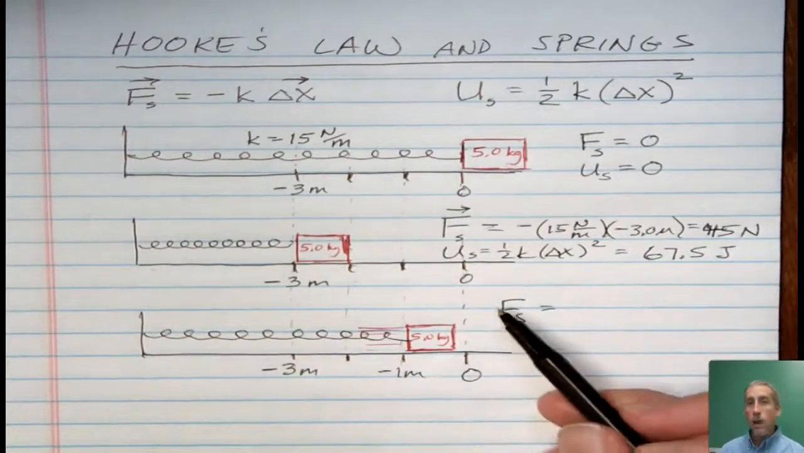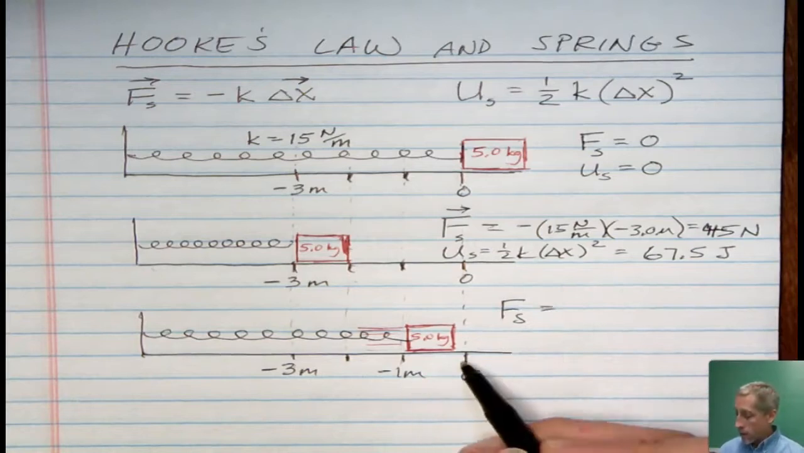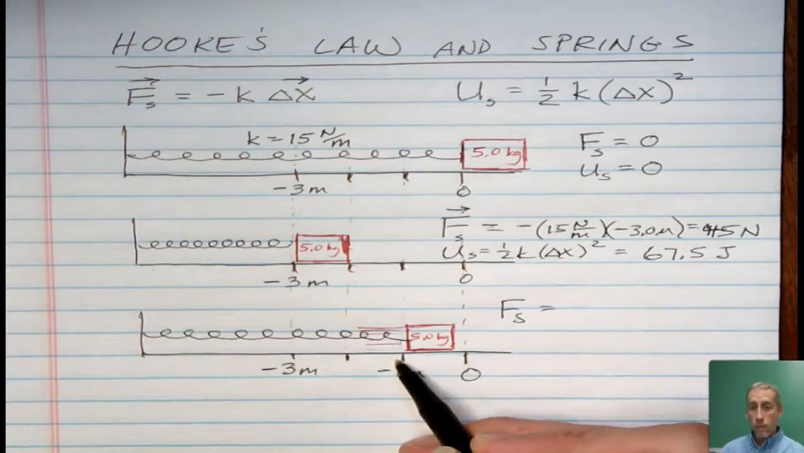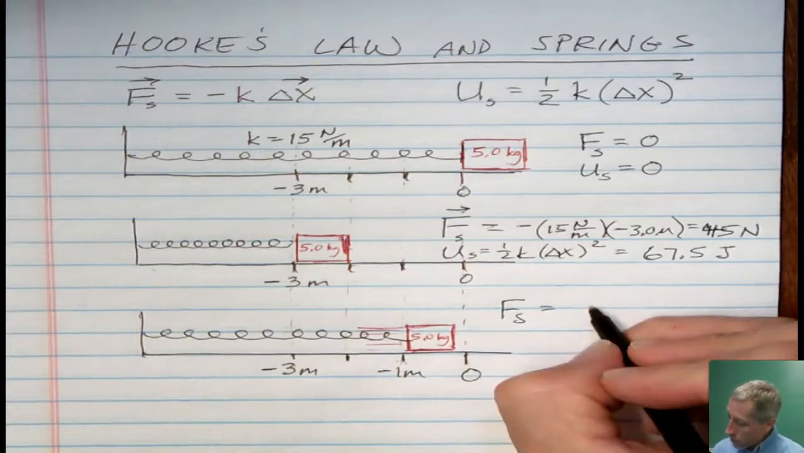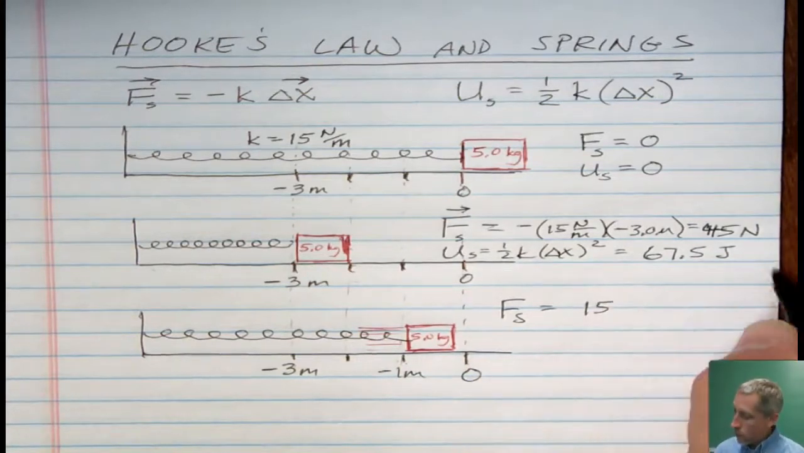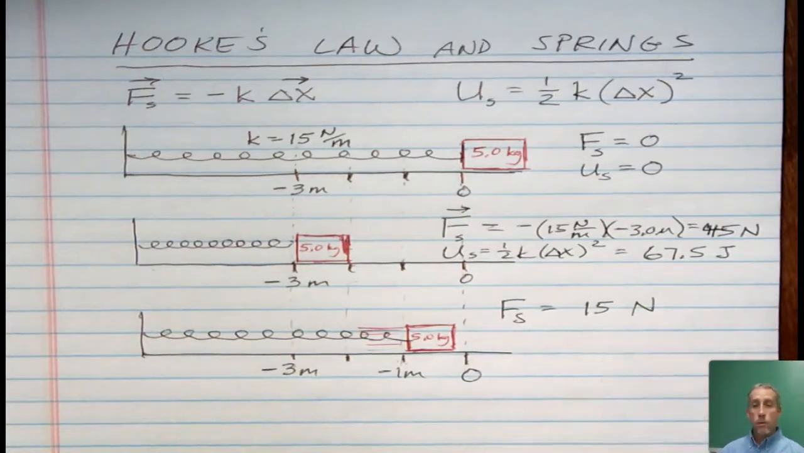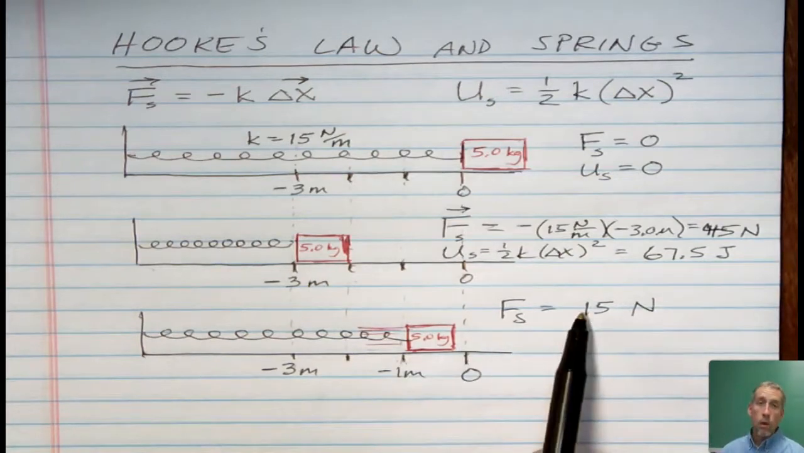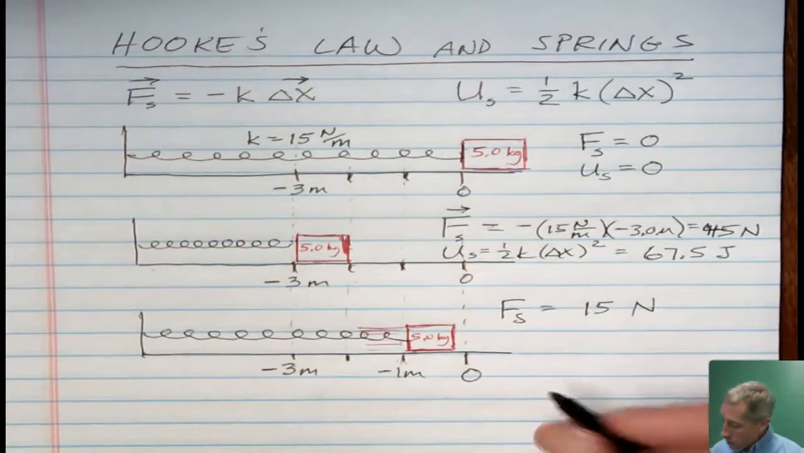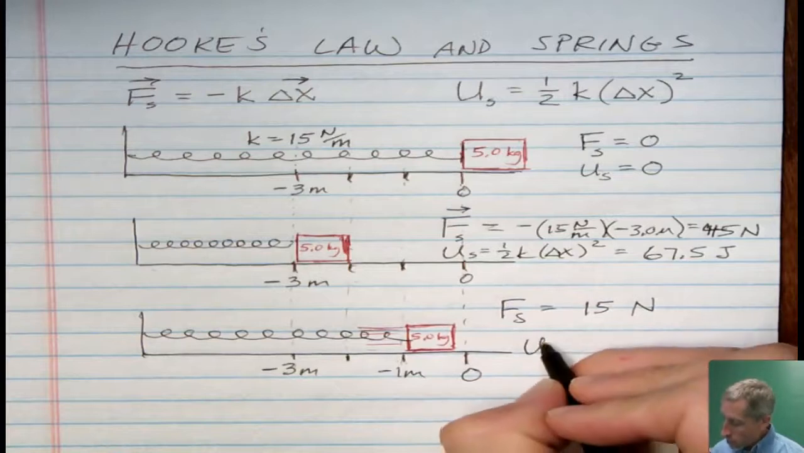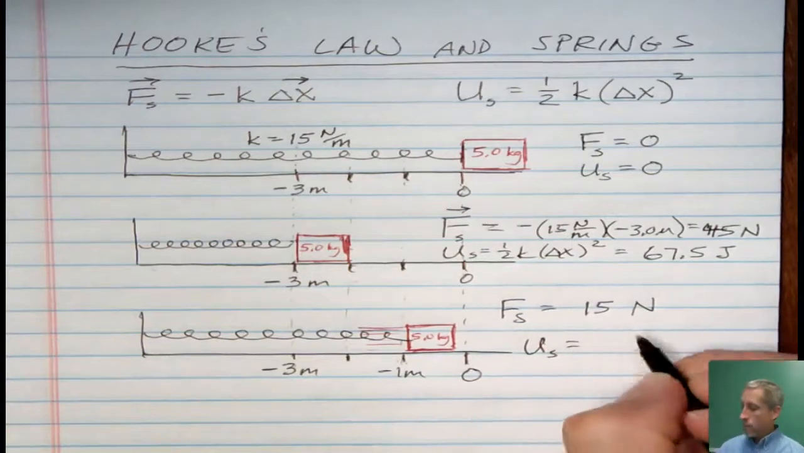I've got the same K, but now my delta X, how far I am from my relaxed position, is just -1 meters. So that's going to give me just 15 times 1, or 15 newtons. So being squished 1/3 as far means only 1/3 of the force. But watch what happens here with the energy. This is not a linear relationship.